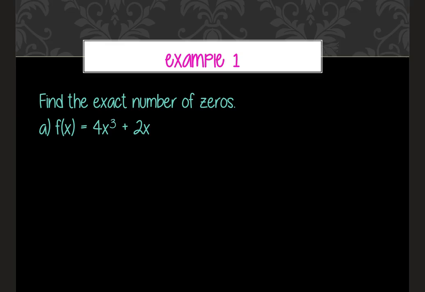So example 1 just says find the exact number of zeros. We don't need to find them yet, but how many are there? 3. Same as the highest exponent. Don't fall for it always being the first term because it may not be. It's just the highest.